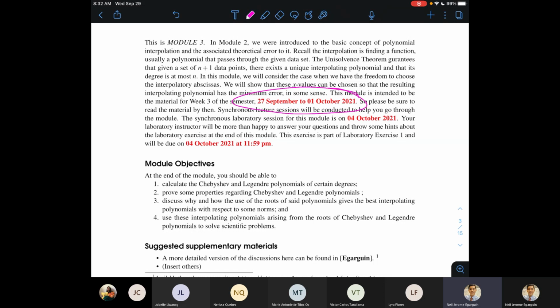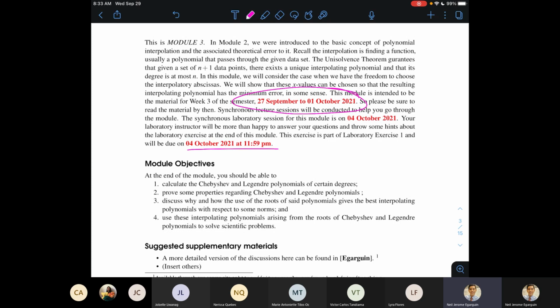So we'll try to cover Module 3, and you'll have your laboratory session on the 4th to focus on the contents of Module 3, which includes laboratory exercise 1.1. If we'll be able to finish discussing the contents of Module 3, then exercise 1.2 will be due on October 4th, right before midnight. Pero kung hindi natin matatapos, and if I will ask your lab instructors to again discuss portions of the module on Monday, then there's a chance that this deadline will be extended.